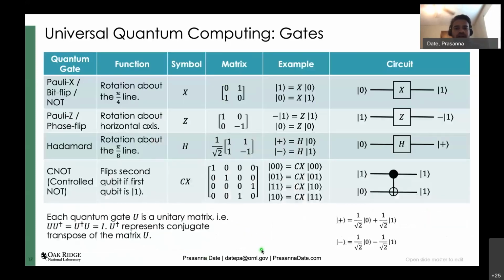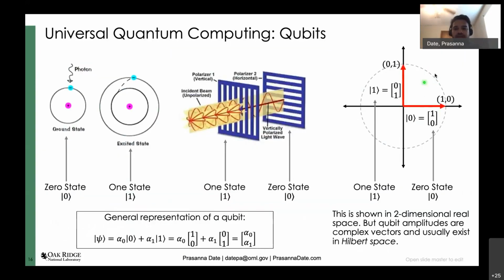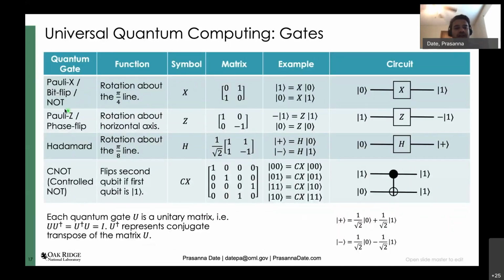Now moving on, let's talk about some quantum gates. The first gate, which is the easiest to understand, is the Pauli X gate, or the bit flip gate. It's also called the NOT gate. What it does is it rotates your quantum system about the pi by 4 line. If we go back one slide, the pi by 4 line is at 45 degrees from the horizontal and vertical axis. So the NOT gate simply flips your quantum system over the pi by 4 line.